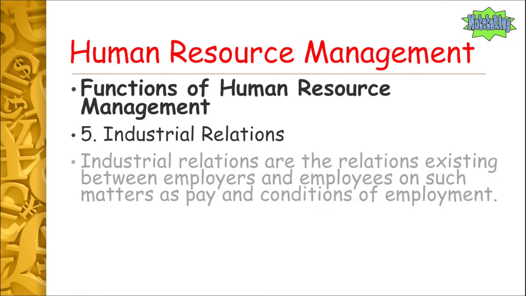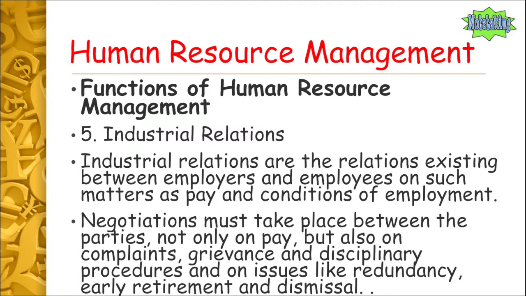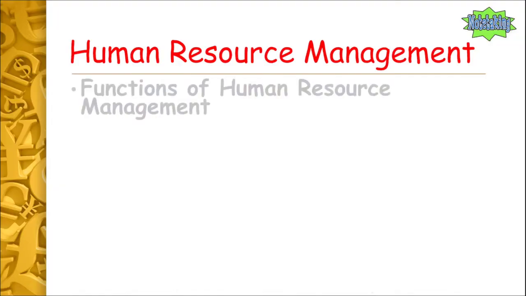Next one is industrial relations. Well, we looked at industrial relations in Unit 1. That's basically relations existing between employers and employees on matters such as pay and conditions of employment. Negotiations often take place between the parties, not only on pay, but also on complaints, grievances, disciplinary procedures, and issues like redundancy, early retirement, dismissal. So everything that basically keeps the workplace working in harmony together.